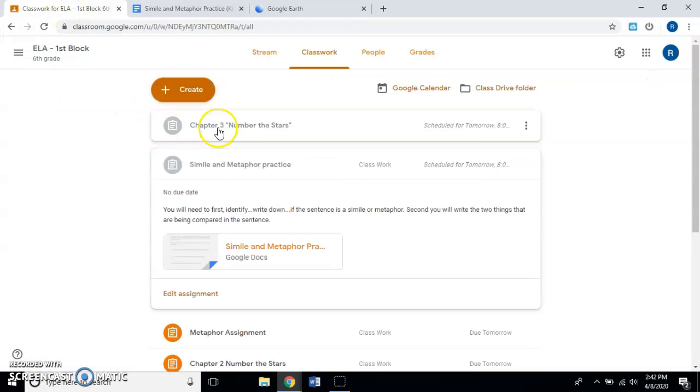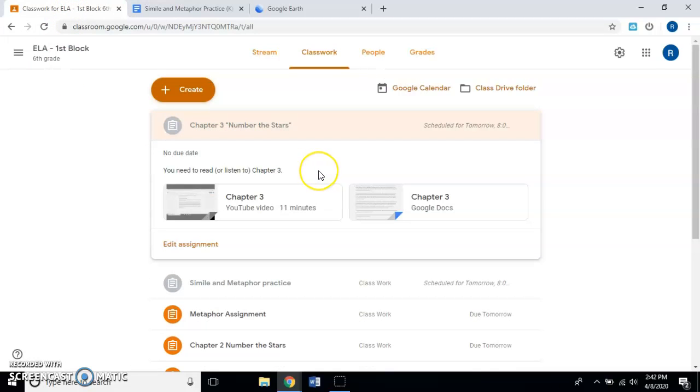The second thing that you're going to be doing is reading Chapter 3, Number the Stars. Okay, the document provided is a chapter. If you want to listen to it, that is also available for you. Okay, so read or listen to Chapter 3.